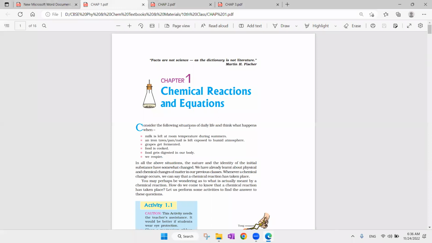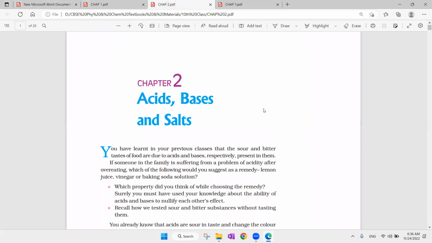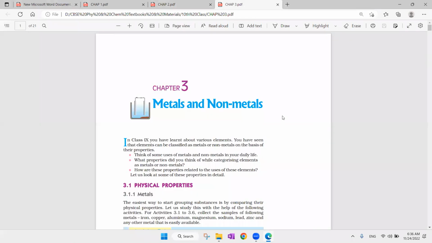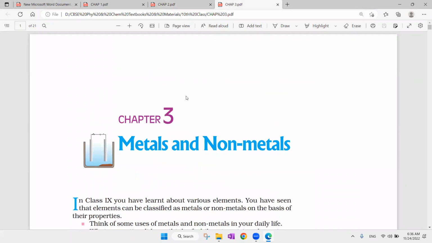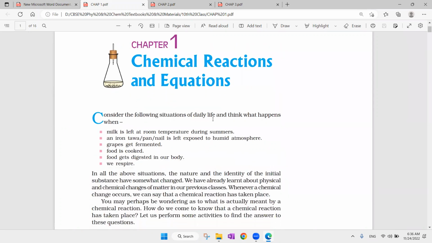So in today's session, let us see doubts from chapter 1, 2 and 3. So topic by topic, let me ask you. So if you are having doubts, you can clarify. Okay, well, coming to chapter 1, chemical reactions and equations.